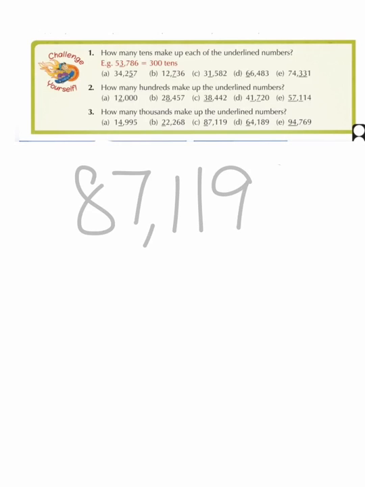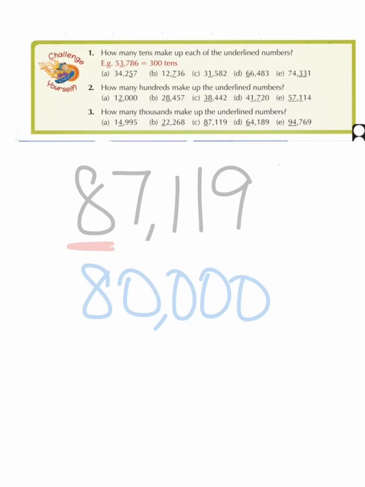Okay. Now we're going to look at the last one here, which is the thousands, and we're going to pick the C here as an example, boys and girls. So we've got 87,119. The underlined value is the 8. Sorry, wait a second, guys. The number that's underlined is the 8. Okay, so what does the 8 stand for in that number? It's 80,000.